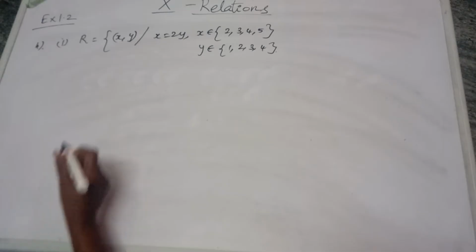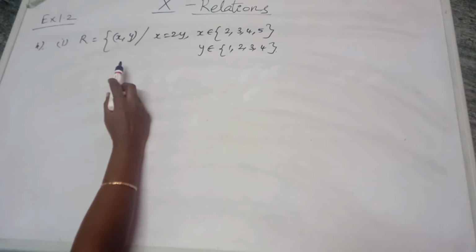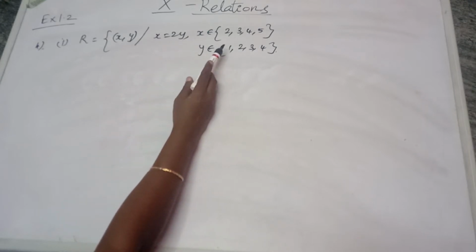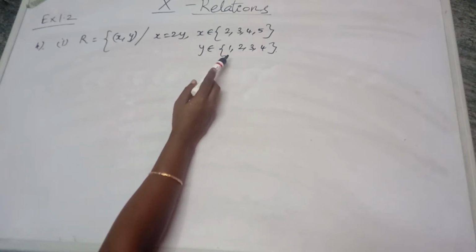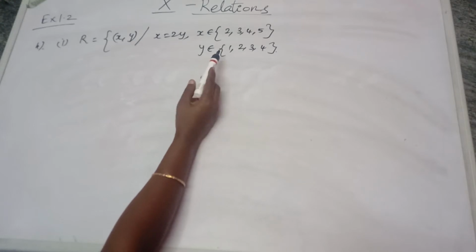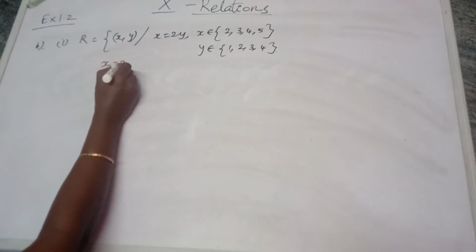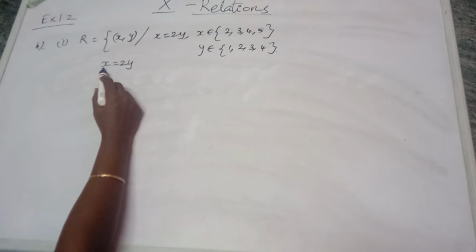See the fourth question. R, the set of relation R is given as (x, y) such that x equal to 2y and x belongs to {2, 3, 4, 5} and y belongs to this set. Okay, then they ask you to represent each of the given relations by an arrow diagram, graph and then set in roster form. So for that first we have to find out which number is related to which one. Here the condition is given as x equal to 2y, so you have to take the value of y from this y.